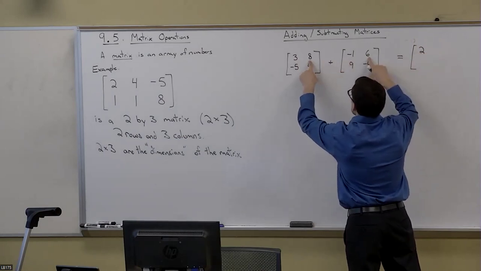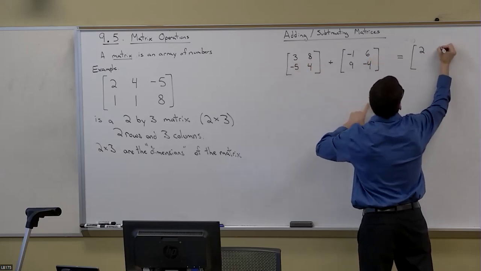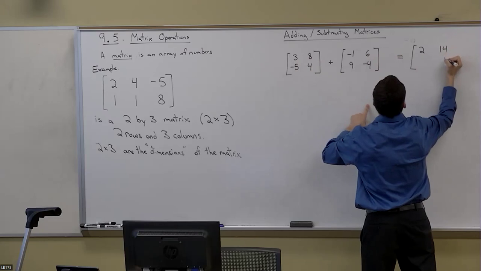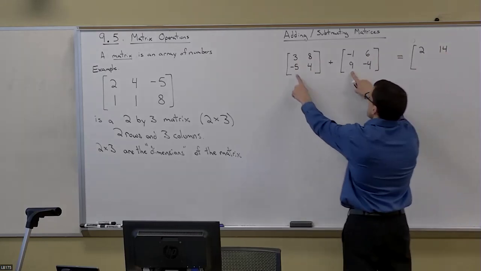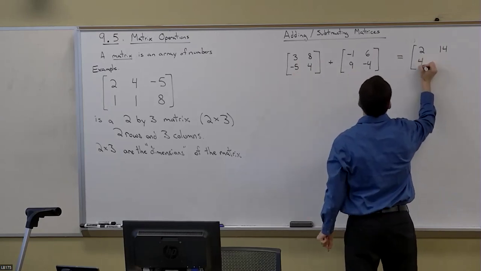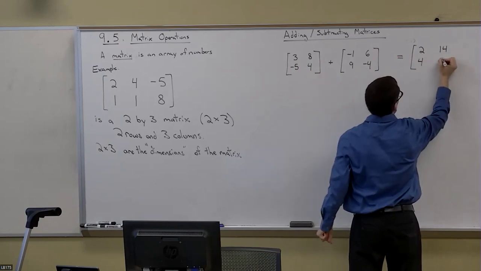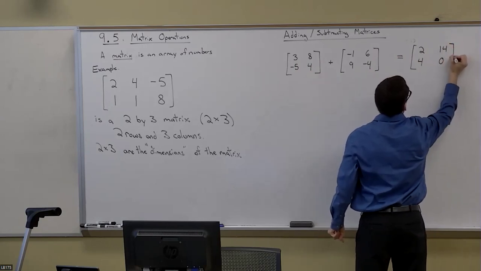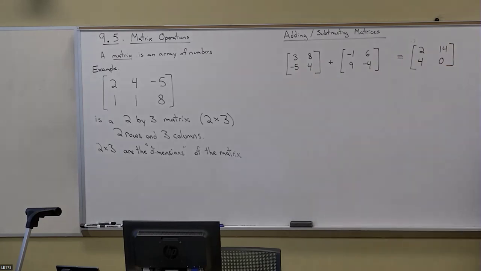Then I add these together. That's first row, second column. Then I add these together. That's second row, first column. Then I add these together. That's second row, second column. And I get that. Okay.